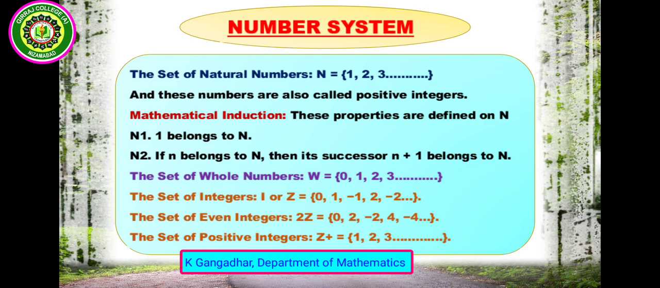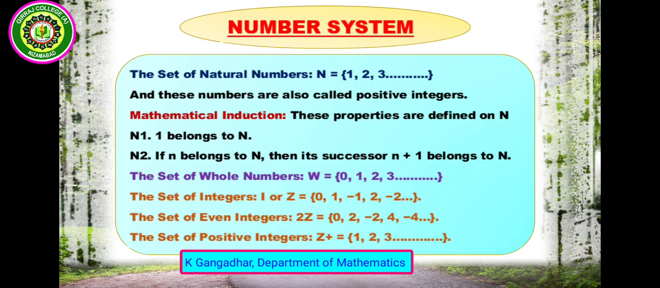Now the next number system is the whole number system. Whole numbers are 0, 1, 2, 3, 4, and so on. Next, the set of all integers. Integers are 0, plus 1, minus 1, plus 2, minus 2, plus 3, minus 3, and so on. These numbers are called integers.